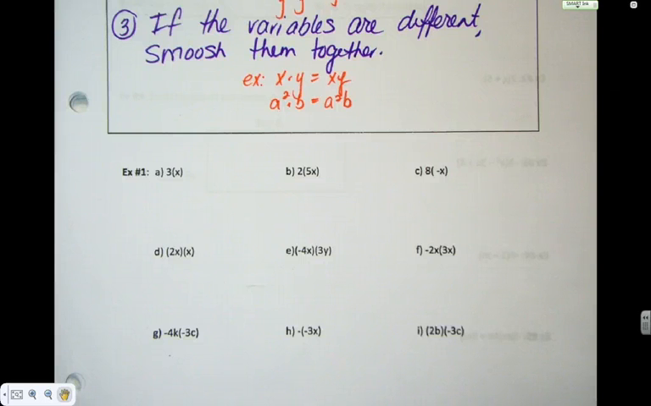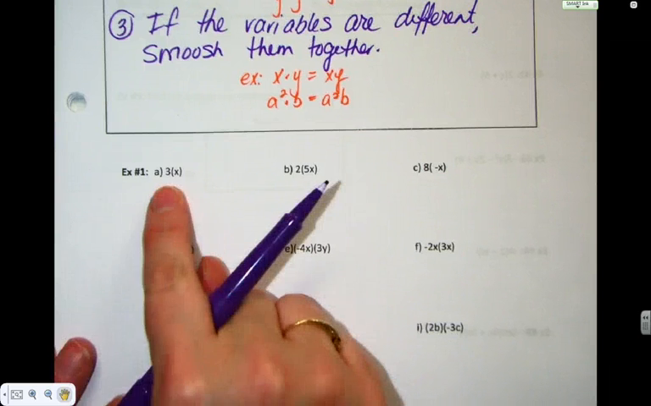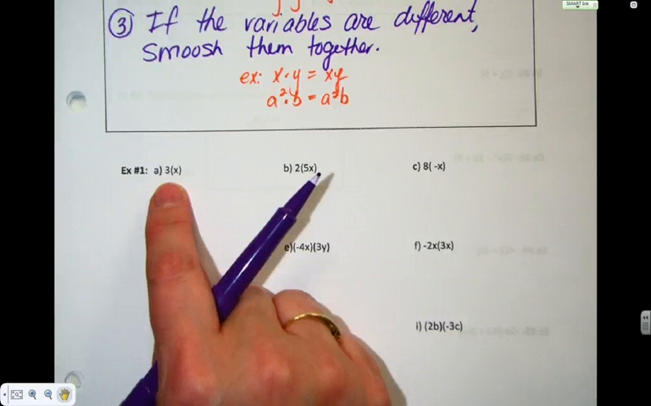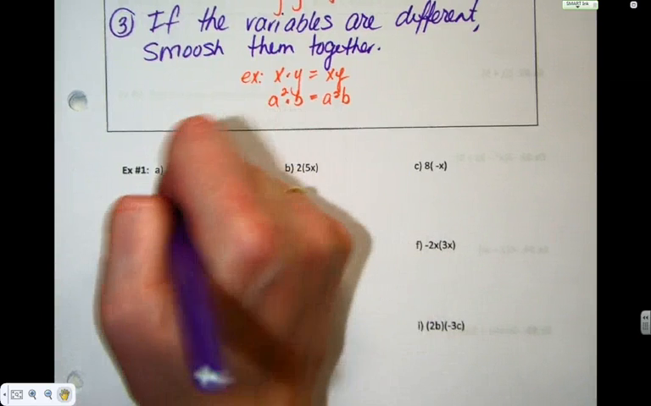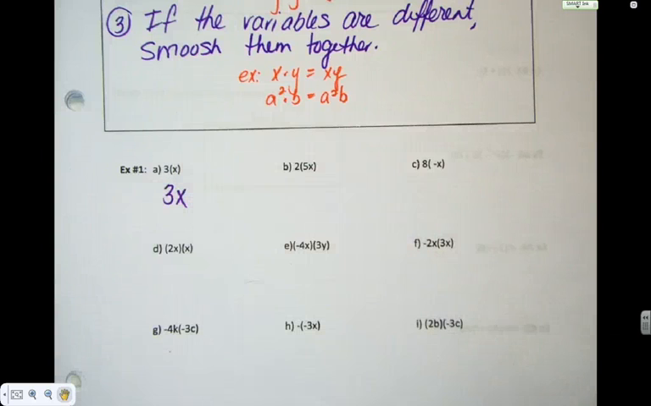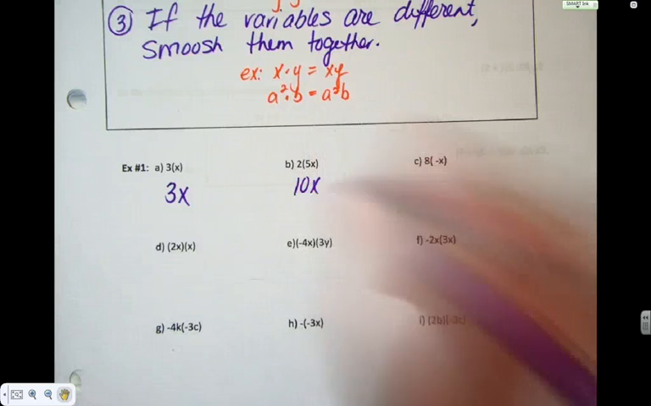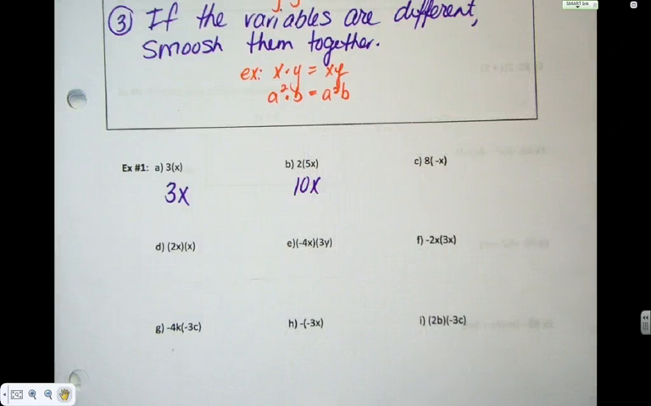If the variables are the same, we add the exponents. Variables are different, we just write them all together. So 3 times x. Well, this is actually 3 times an imaginary 1 in front of the x. So what's 3 times 1? 3x. Exactly. We just smush it together. 2 times 5x. Well, what's 2 times 5? And then we just smush the x. 10x.